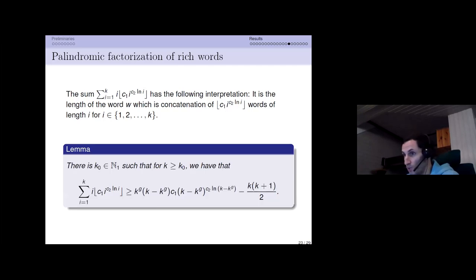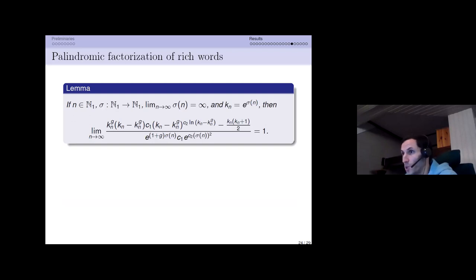So what I proved. The first lemma that I show is this one. I show some lower bound. I will not spend too much time here, so just bear in mind that I have some lower bound. The lower bound is quite complicated to deal with, so I investigate the limit behavior of this lower bound, and in the limit I simplified this formula to the one below.